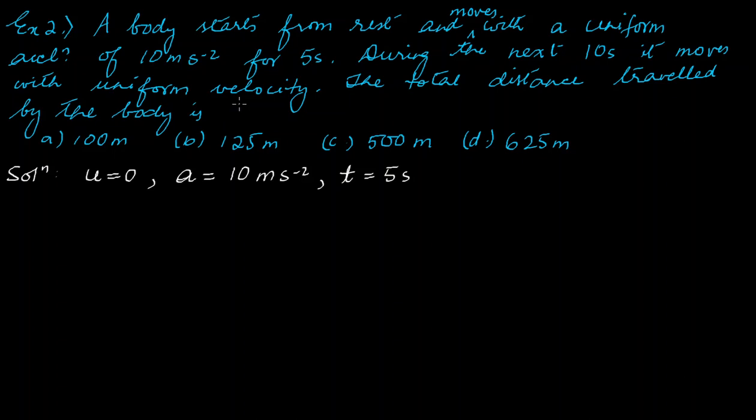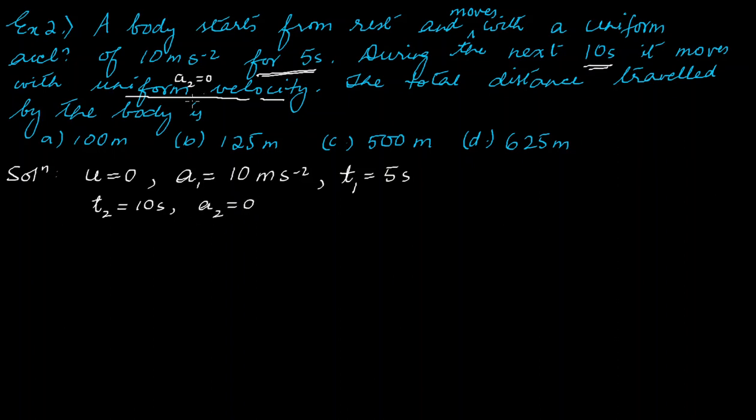So here there are two sections of the problem. In the first part of the problem, the body is moving for 5 seconds, and in the second part of the problem, it is moving for 10 seconds. Let's call this t1. And in the next 10 seconds, it moves with uniform velocity. Uniform velocity means what? It means the acceleration is 0. So here a2 will be 0. Let's call this a1. So in the second time, t2, which is 10 seconds, a2 is 0.